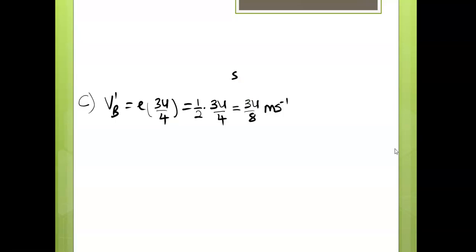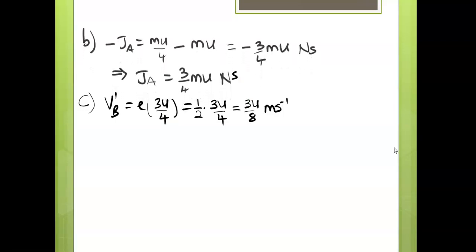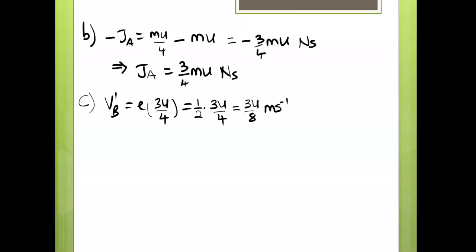Now to B. The question in B is asking us about the impulse. Remember, A is moving towards B, so the impulse it experiences is negative JA, where JA represents the impulse. So MU over 4 minus MU gives us negative 3 over 4 MU Newton second. So the impulse experienced by A is 3 over 4 MU Newton second.